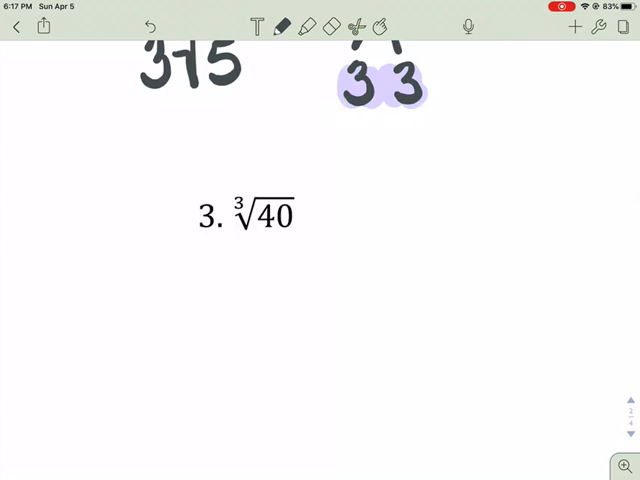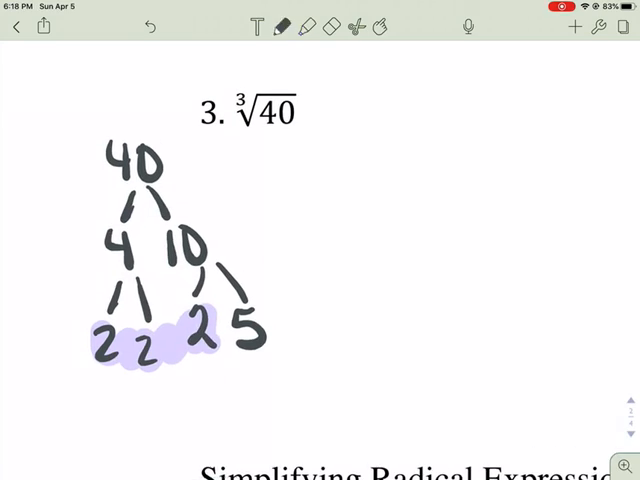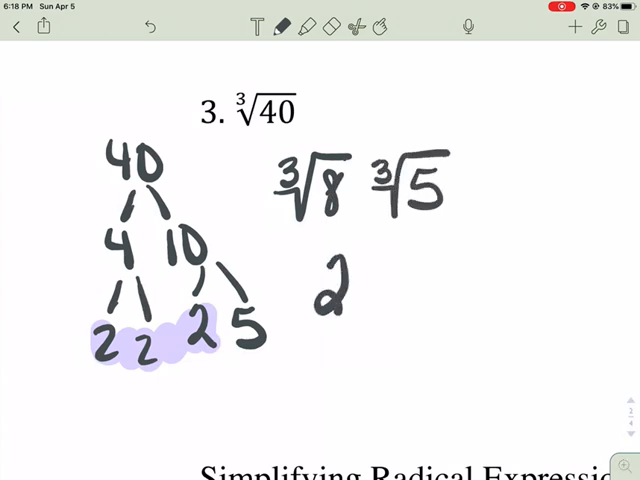All right, let's try this one. I don't know if we've done cube roots, but it's the same thought: we're going to break this 40 down into factors. I chose 4 and 10, but you can pick any two factors, and find a group of 3 of the same numbers. So I have 3 2's here, and those are all going to get multiplied together. And again, 3 is because I'm looking for a perfect cube. So this is going to be the cube root of 8 and the cube root of 5.